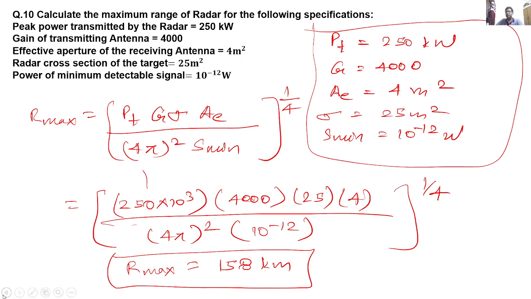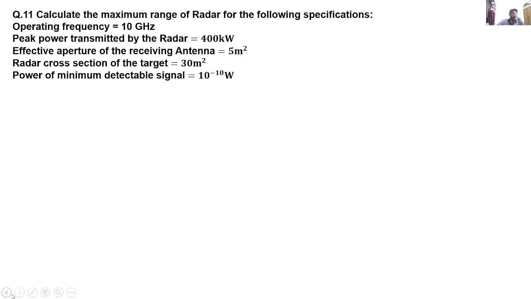Now let's move to question number 11. Calculate the maximum range of radar for the following specifications. Operating frequency is 10 gigahertz. Peak power transmitted by the radar is 400 kilowatts. Effective aperture of the receiving antenna is 5 square meters. Radar cross section of the target is 30 square meters. And power of minimum detectable signal, S min, is 10 power minus 10 watts.